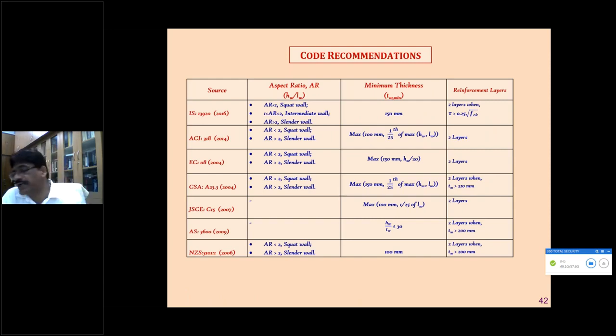Now, when you understand 13920 like that, there are many other codes available internationally. They have mentioned 2 layers or 1 layer or thickness, whatever. This table gives you the complete description of the code provisions for the design of shear walls. And of course, this is for the boundary element, the thickness of the boundary element and the design of the boundary element. So one can think about it.